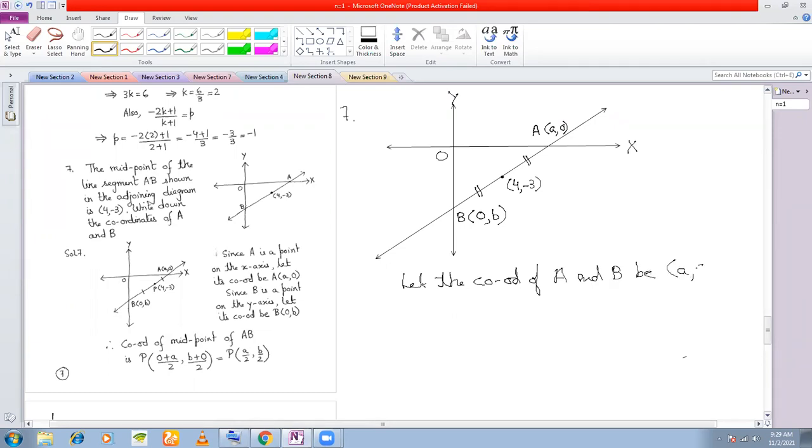So I start by saying let the coordinates of A and B be (a, 0) and (0, b) respectively. Okay. So now in terms of a and b, what should be the coordinates of the midpoint of AB?